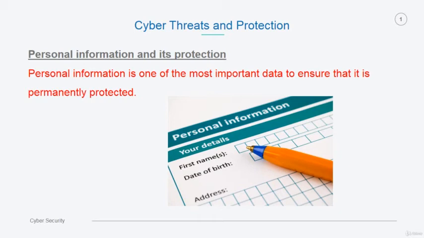One of the most important topics to discuss in this chapter is personal information and its protection. Personal information is one of the most important data to ensure that it is permanently protected. Personal information may include the person's name, address, medical records, bank account details, photos, videos, and even information about what an individual likes and views.